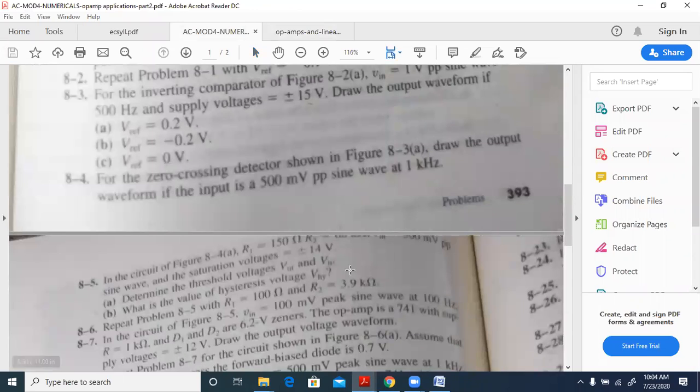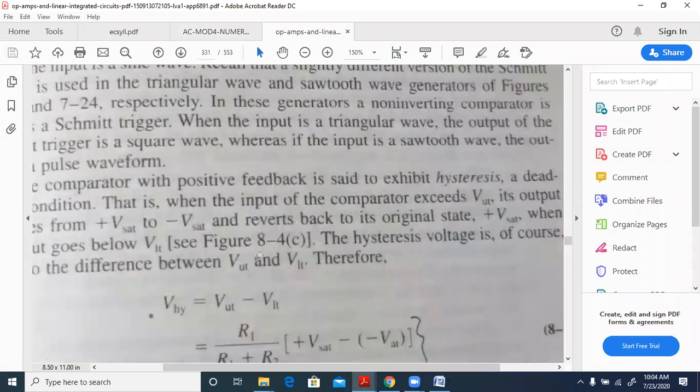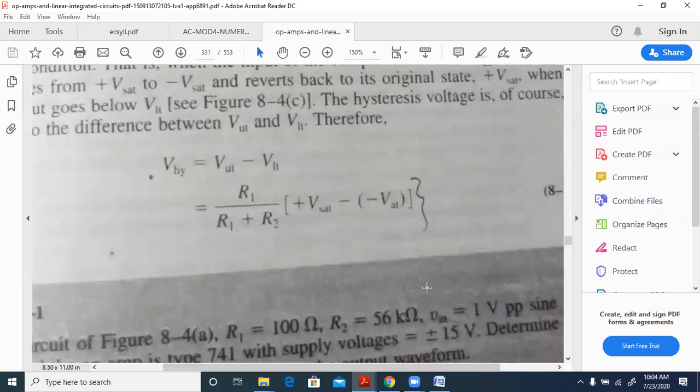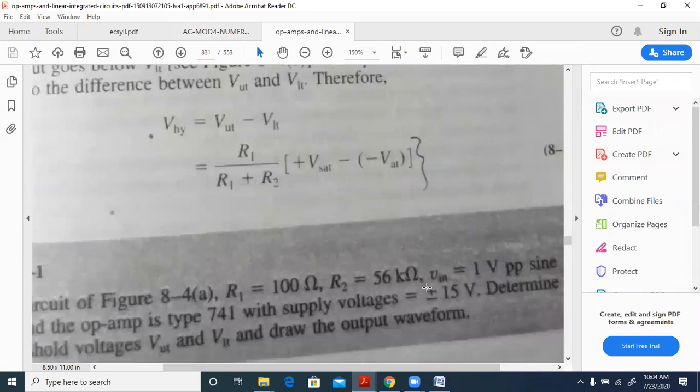So determine the threshold voltages VUT and VLT, and if you are asked to plot, you can plot that also. Then what is the value of the hysteresis voltage VHY? VHY is nothing but VUT minus VLT. That is the value of the hysteresis voltage. Just subtract the negative value from the positive value, which will naturally be twice of that. Magnitude wise it will be twice of VUT or VLT.